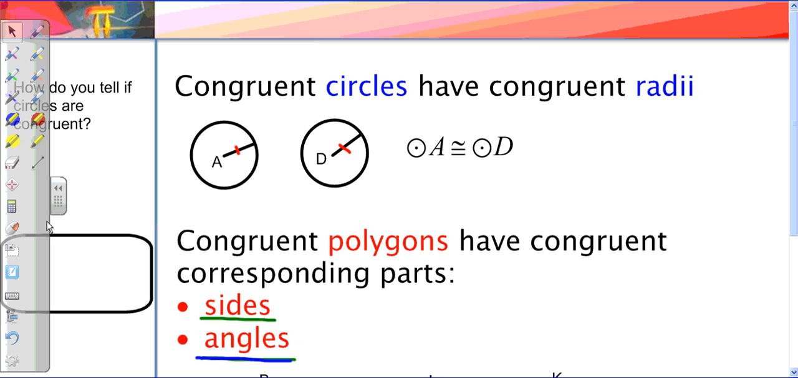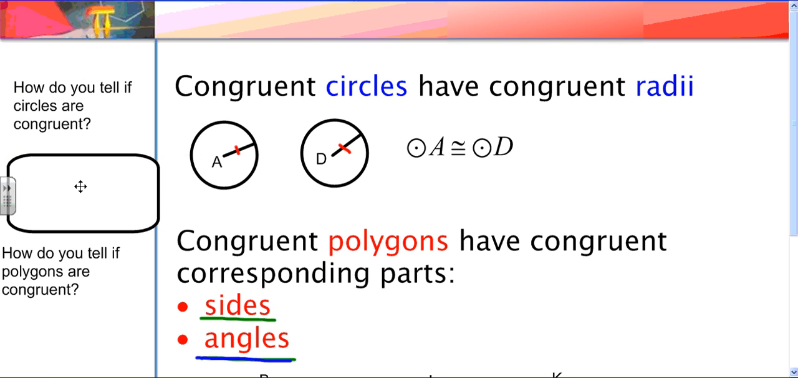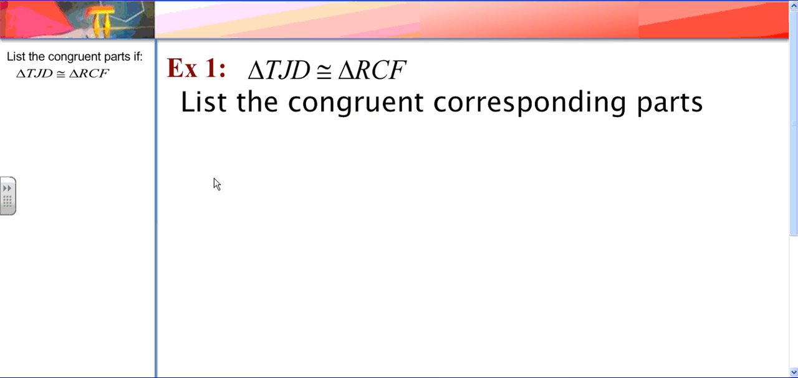Oh, let's go back here and let's talk about the question that should be here. How do you tell if polygons are congruent? Well, we're going to look to see if they have congruent sides and congruent angles. All right, now let's do another example.